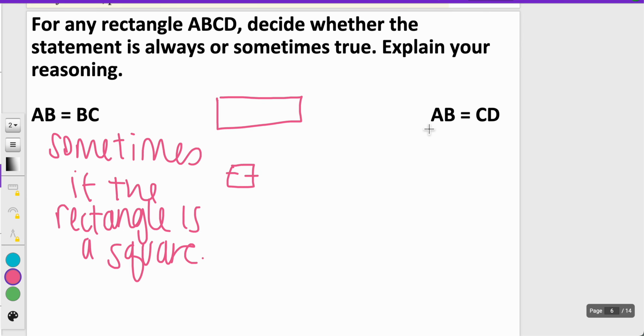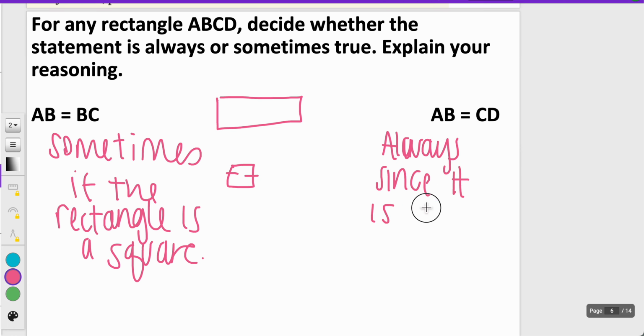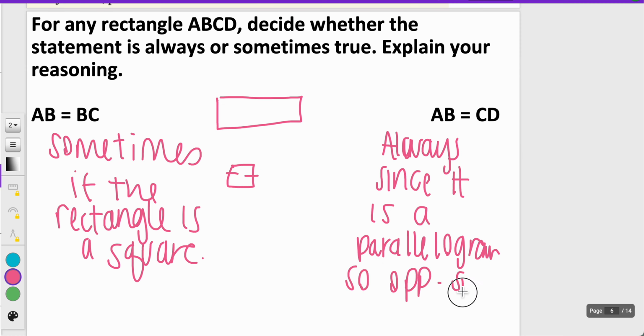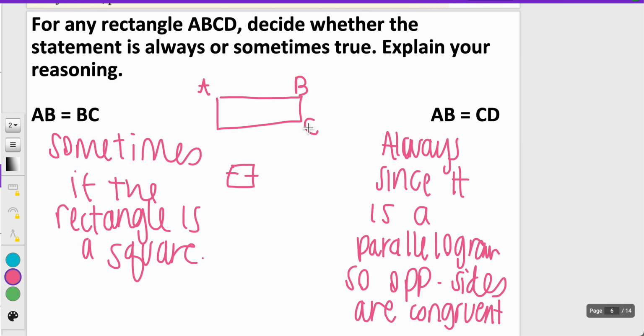Could AB then be equal to CD? Well, this one will be always, since it is a parallelogram. So opposite sides are congruent. So just understanding that A, B, C, D has to go in order here. AB would then match CD. Okay?